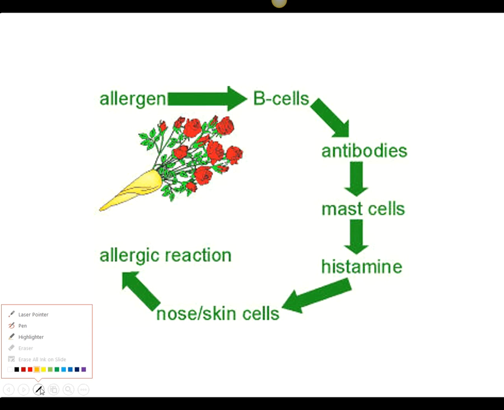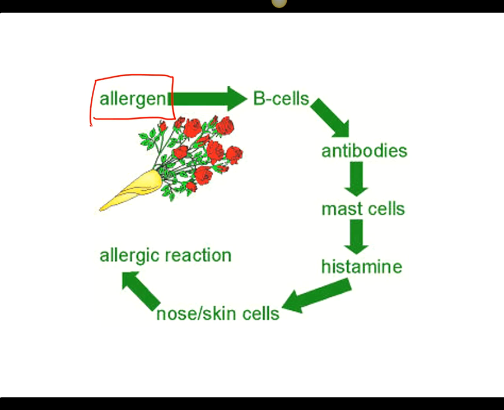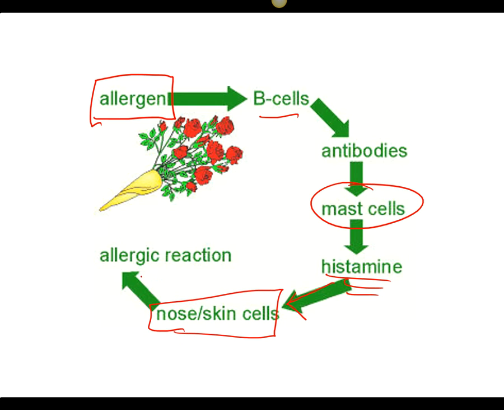So the way an allergy works, and some of you guys are allergic, is you must be exposed to that allergen, whatever it is. Mr. Van Name is extremely allergic to macadamia nuts. If you were to consume macadamia nuts, he has B cells that produce antibodies that trigger your mast cells to produce histamine, which is produced inside of your nose and skin cells and triggers the allergic reaction.